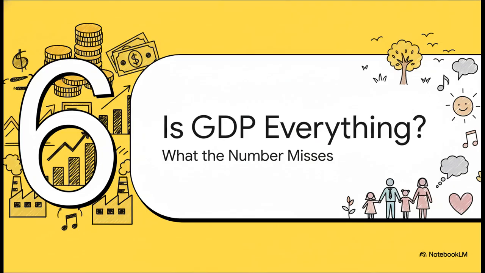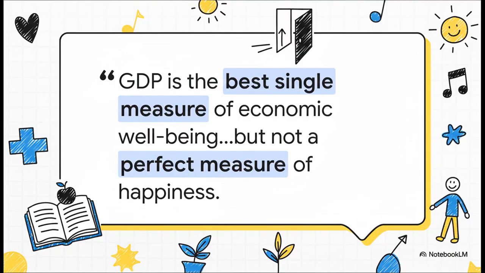Okay, so we've seen just how powerful and useful GDP is. But we have to finish up with a little reality check. As great as it is for measuring economic production, it is not a perfect measure of how well a society is actually doing. And this quote just says it all, doesn't it? A bigger GDP usually does mean a higher standard of living, better healthcare, more opportunities, things like that. But it doesn't capture everything that we value, everything that makes life good.